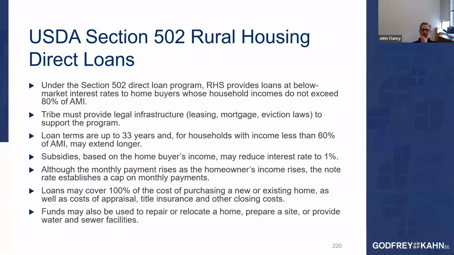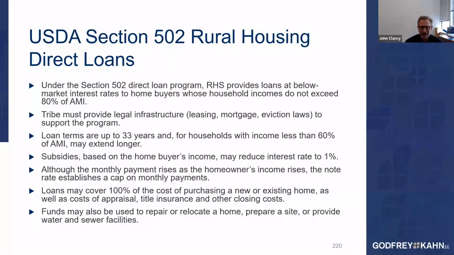And the monthly payment, because it has these subsidies, can go up as the income for the homeowner goes up. So it's not necessarily totally fixed, but the rate establishes a cap. There's a cap on the rate so that it can't go too high. So it's meant to tie into the homeowner's income and to be somewhat protective, so the payment doesn't go too high.